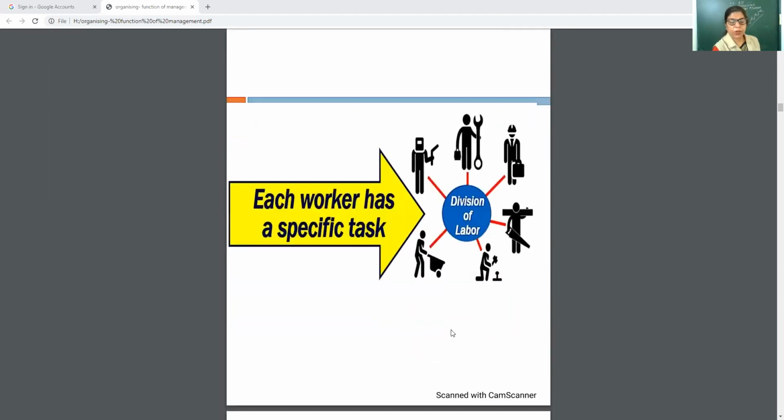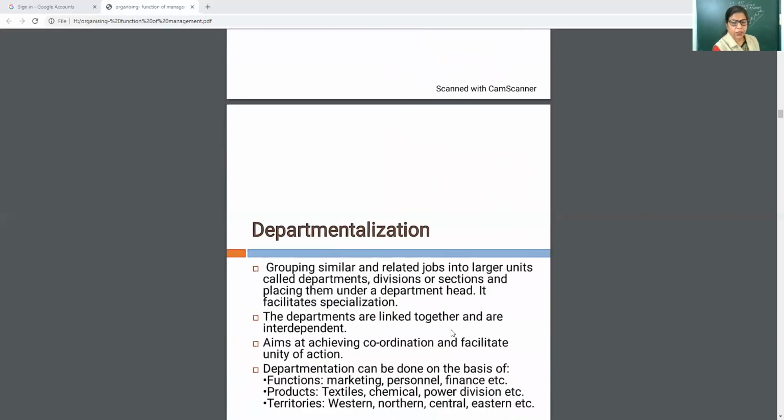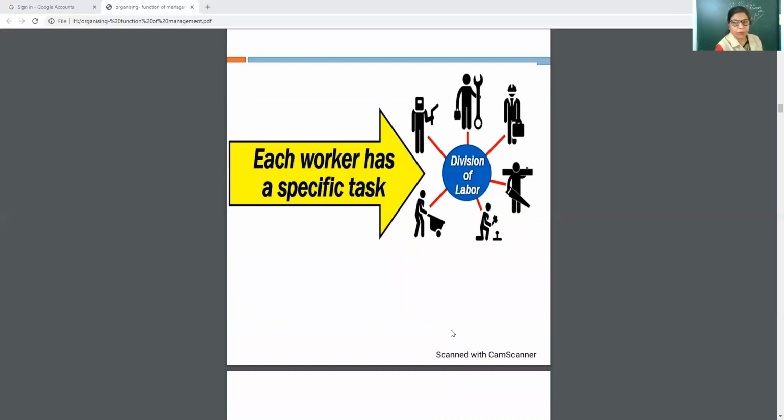I am giving you the example of an industry. Each worker has a specific task. Division of work in the organization: various activities are to be performed, so the whole workers are divided according to the activities. Each worker has a specific task. Now, I'm sure you all must understand the first topic, the first process, which was identification and division. This is the first step of the organizing process.